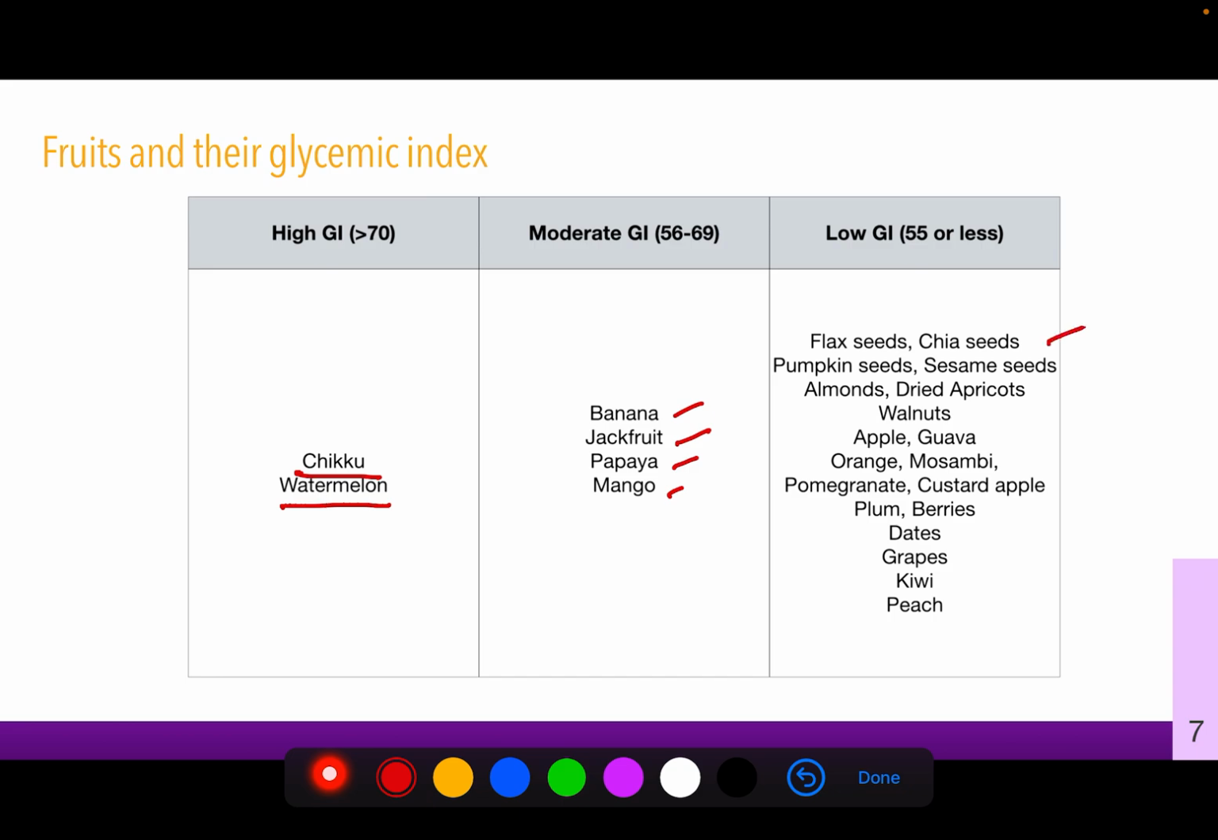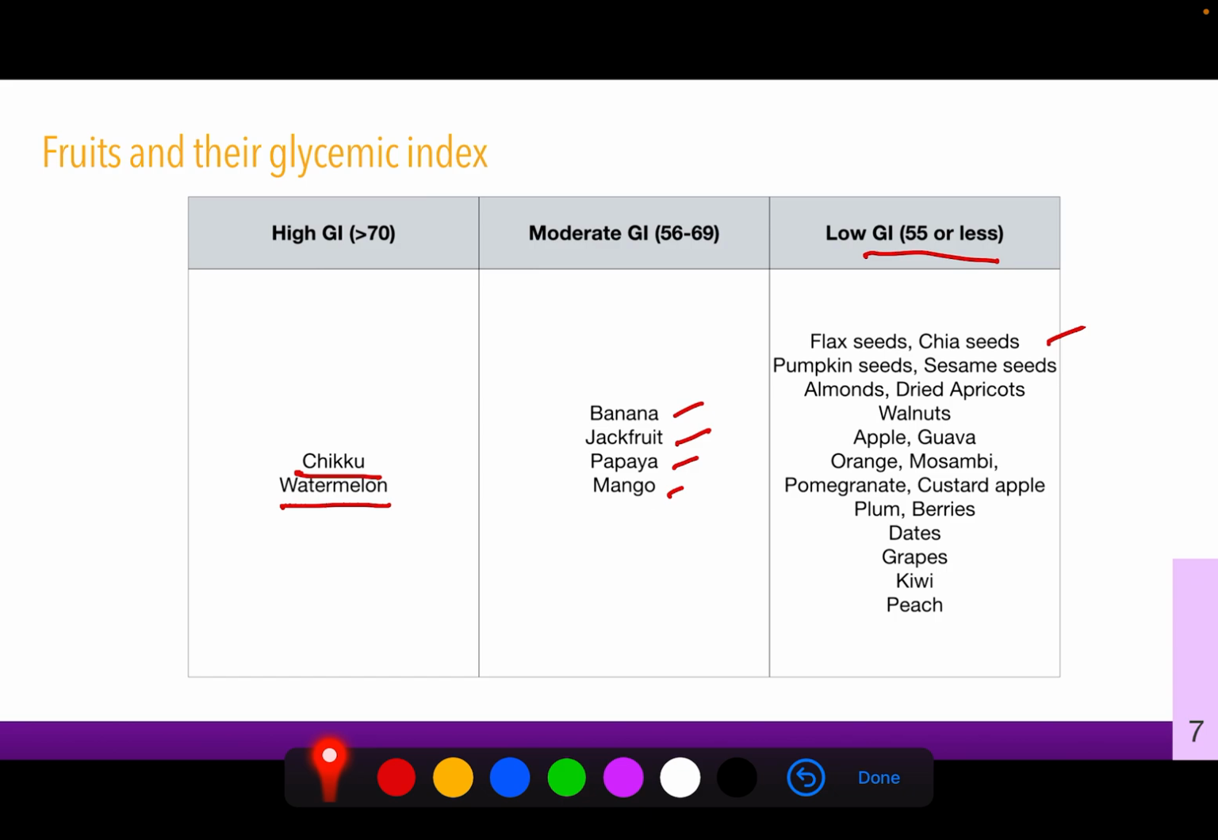They can have seeds. Seeds have lower glycemic index, like flax seeds, chia seeds, pumpkin seeds, sesame seeds, and dry fruits. In dry fruits, very good ones are almonds, apricots, walnuts. These three dry fruits are really very good. They are not only low glycemic index, but they are also a good source of unsaturated fatty acids. You can ask the patients to take these seeds and these dry fruits.